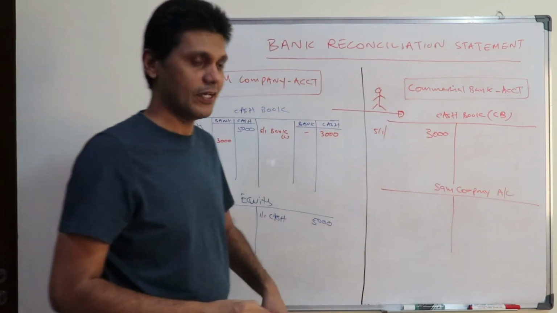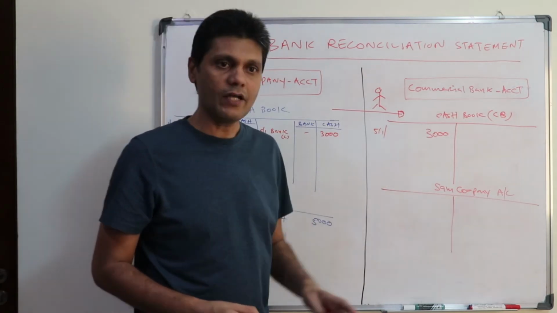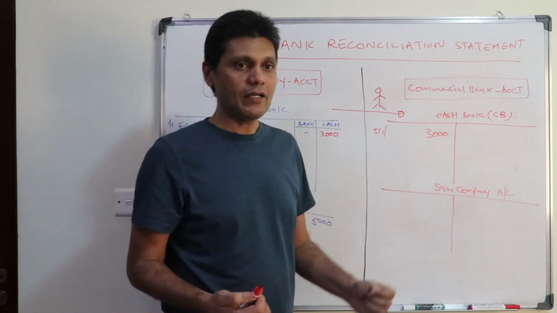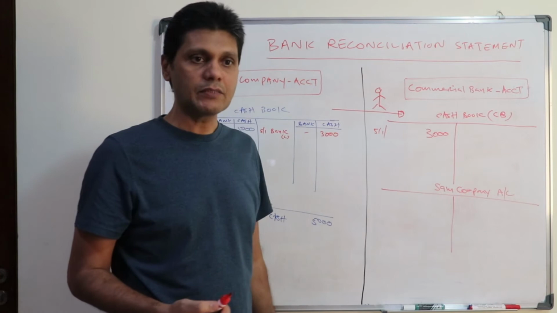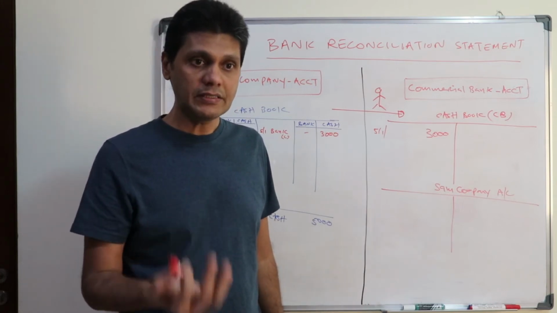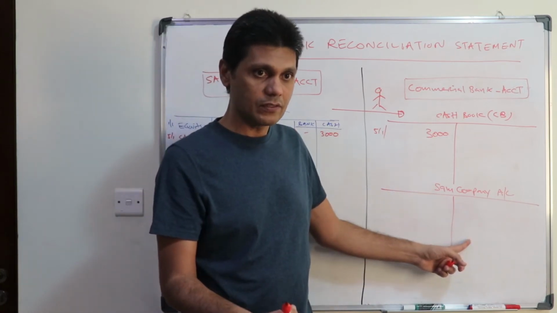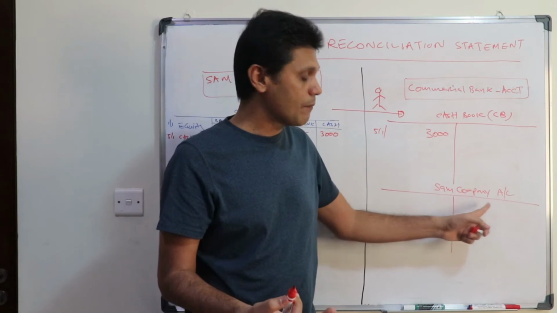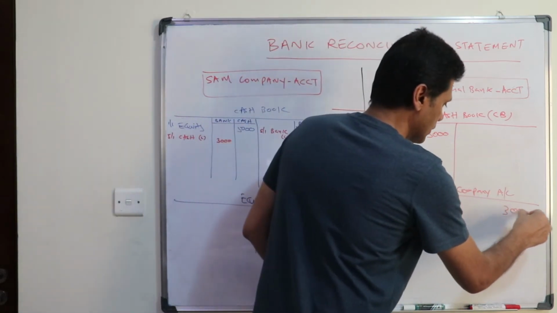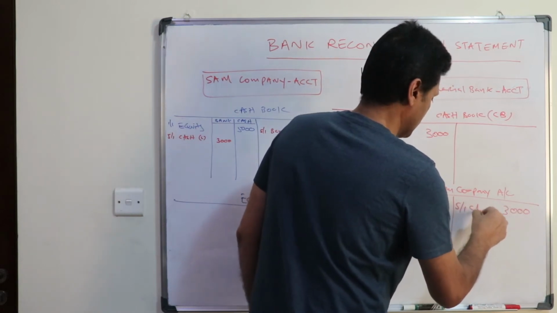Very good. Because when you debit one account, the other account has to be credited. That is the double entry concept. So the commercial bank accountant will debit the cash book, and he has to credit somewhere. Where should he credit? Sam Company account. He will credit 3,000 on 5th January, cash.